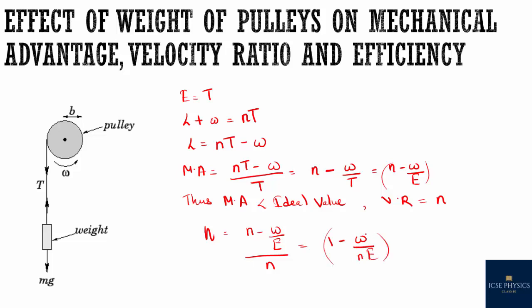Efficiency is reduced due to the weight of the lower block of pulleys. So the more the weight, the less the efficiency. So for greater efficiency, the pulleys in the lower block of the block and tackle system should be lighter and there should be less friction. So this is how the weight of pulleys affects the efficiency of the total pulley system.